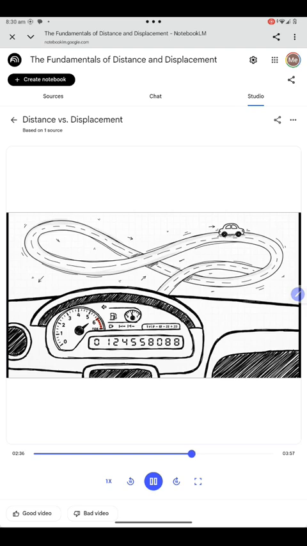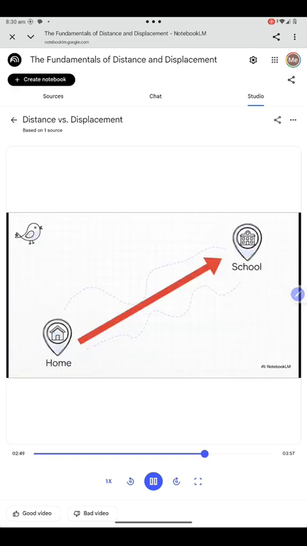So here's the crucial point, the way to really remember this. When you think of distance, think of the odometer in a car. It clicks up for every single meter you drive, no matter what direction you're going. It's all about the total journey. But displacement is way more like a GPS giving you the as-the-crow-flies route. It's that straight line. It couldn't care less about the roads or the turns. It just calculates the shortest, most direct path from where you were to where you are now.